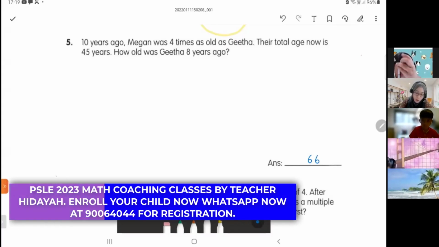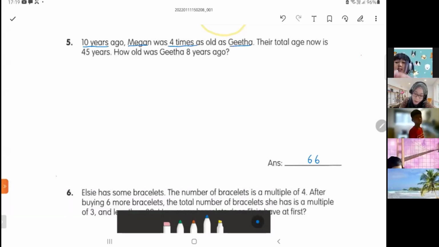10 years ago, Megan was 4 times as old as Geeta. A comparison was made for 10 years ago, and Megan was 4 times. 4 times means 4 units. This is Megan. Geeta is 1 unit. Their total age now is 45 years old. When I say 10 years ago, it means you need to take away 10 years because it's not now. Now age total is 45. 10 years ago means last time.